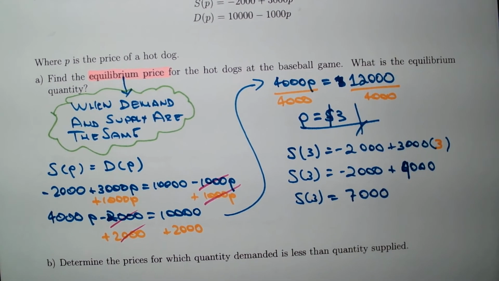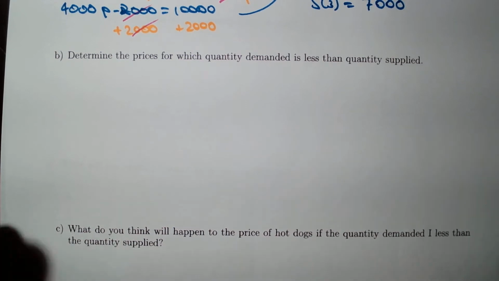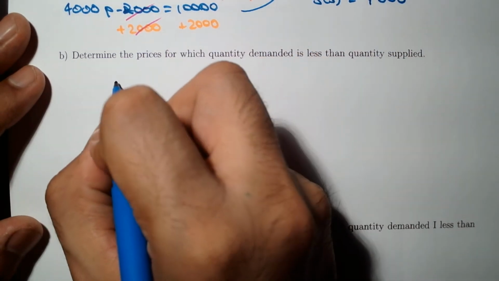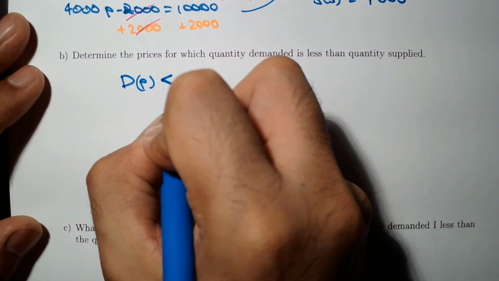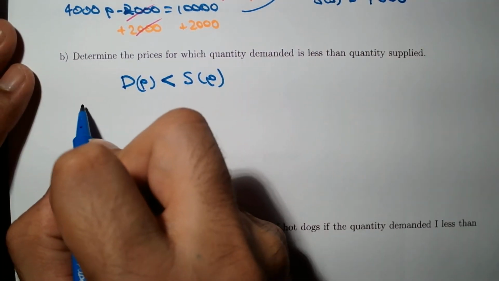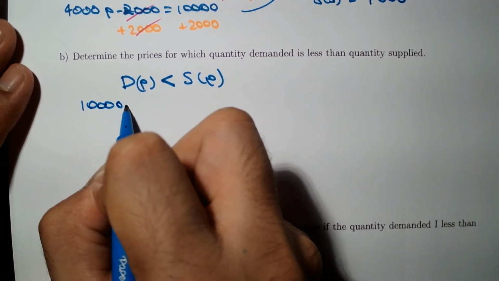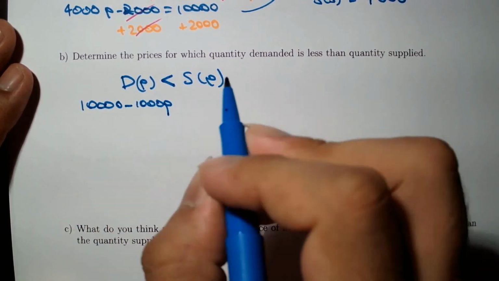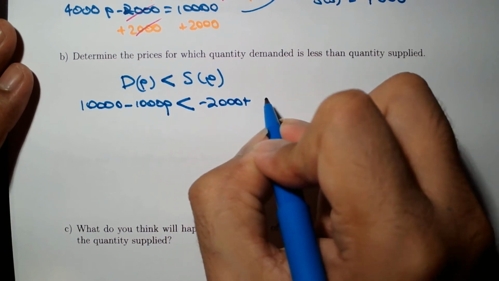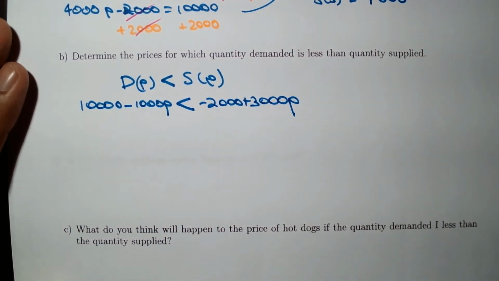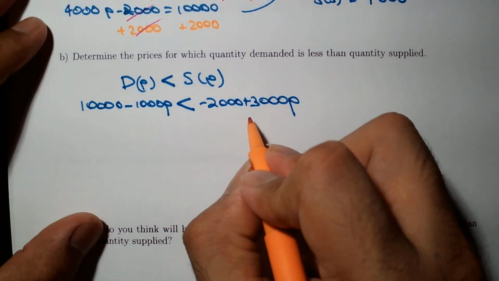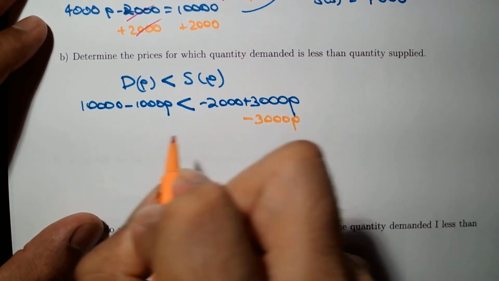Now, determine the prices for which the quantity demanded is less than the quantity supplied. So let's have a look at this. Well, quantity demanded, that is D of P, is less than S of P, the supplied quantity. So now we're going to solve an inequality. So 10,000 minus 1,000 P less than negative 2,000 plus 3,000 P. Okay, so first thing we do, I'm going to have all the P's on the left hand side.